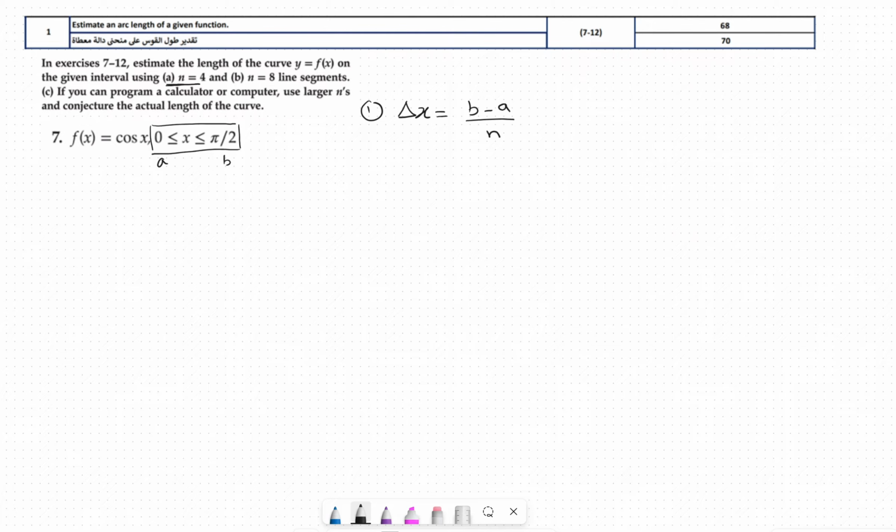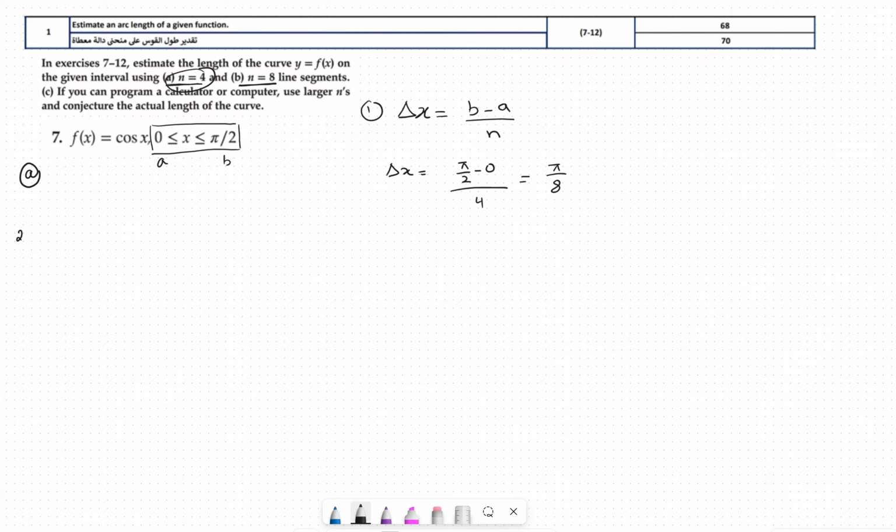In part A, they are telling us to use n equals 4. In part B, use n equals 8. So I will start with part A. We say delta x is equal to b, which is pi over 2, minus a, which is 0, over the specified n, which is 4. This will come out to be pi over 8. So my delta x is pi over 8.